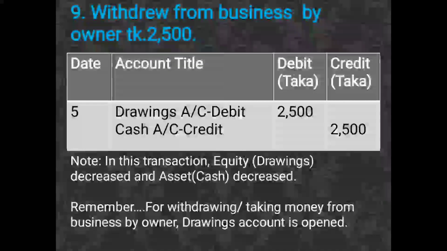Number 9, withdraw from business by owner taka 2,500. Withdraw, that is drawings. In this transaction, two accounts are related, drawings account, another one cash account. Drawings account debit, cash account credit. Note, in this transaction, equity that is drawings, equity decreased and asset that is cash decreased. Remember, for withdrawing or taking money from business by owner, drawings account is opened.